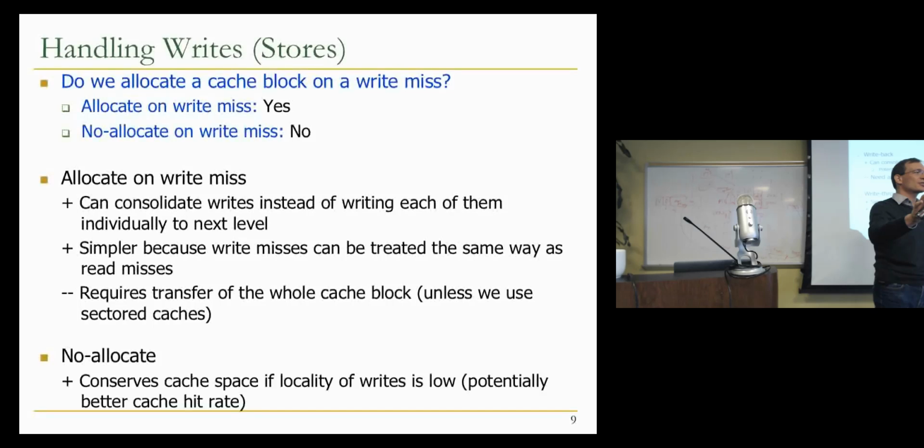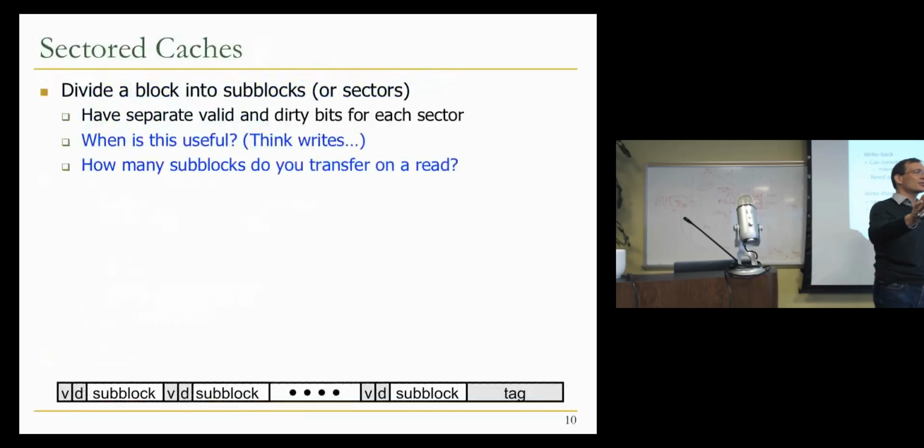If you do not allocate on a write miss, this conserves cache space if locality of writes is low. Whenever you bring in a cache block with a store instruction, if you're not going to reuse it, if no read is later going to reuse it, then you wasted space. By not allocating, you can potentially improve your cache hit rate. Make sense? Okay. Hopefully these are simple, so you can think about it more.